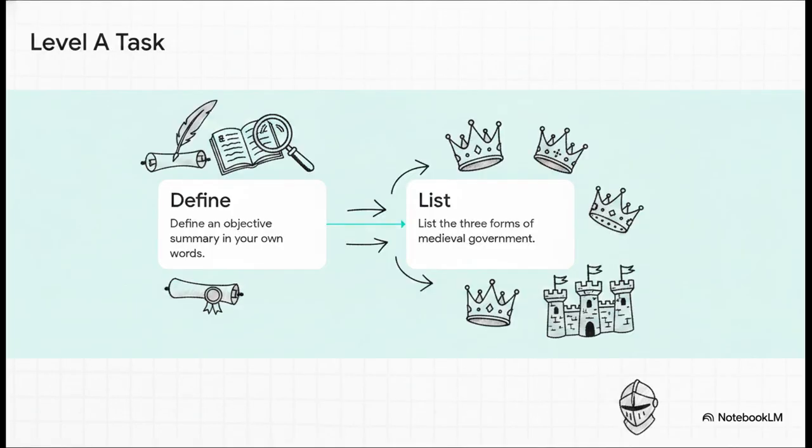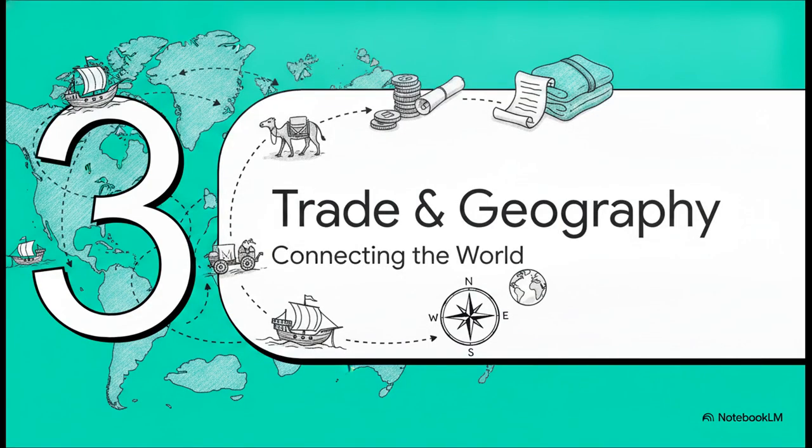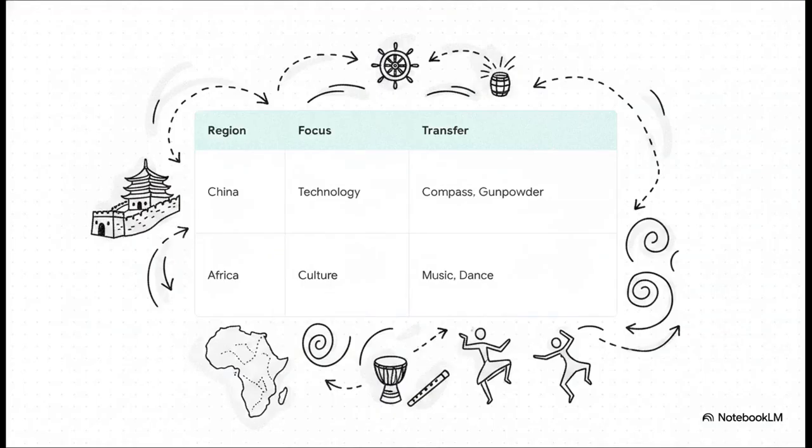So here is your Level A challenge. Time to combine these ideas. First, you're going to write down your very own definition of an objective summary. Remember, keep it strictly factual. Second, list out the 3 forms of government we just talked about to show you've totally mastered the political basics of the medieval world. Once you have those locked in, boom, you've beaten Level A and you're ready for the next stage. Section 3, Level B, Trade and Geography, connecting the medieval world. Awesome job on Level A. Let's level up to B.